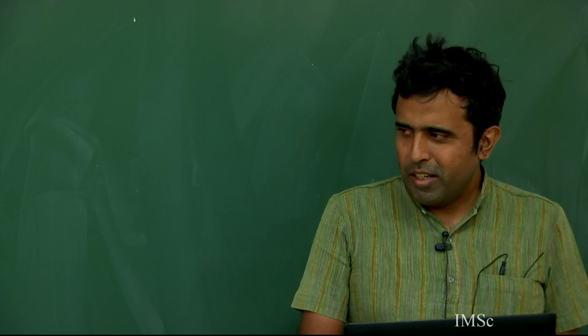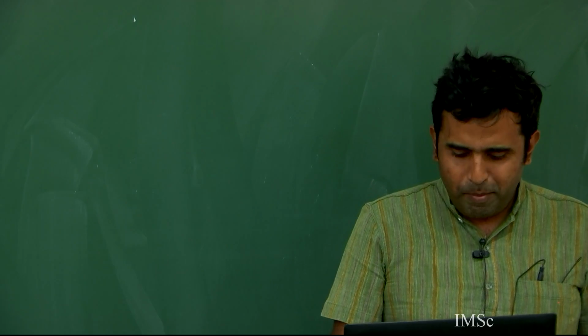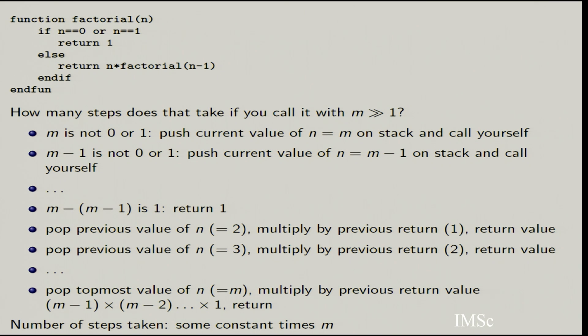Now we ask, how do you analyze the factorial function in pseudocode? What we want to ask is, if you call it for an input m which is reasonably large, how many steps does this function take? In order to calculate that, you can work through how this goes. If m is not 0 or 1, and m is much greater than 1, so it is not.